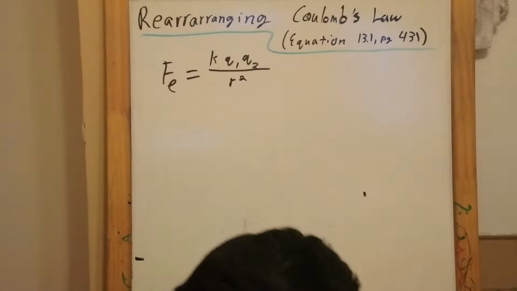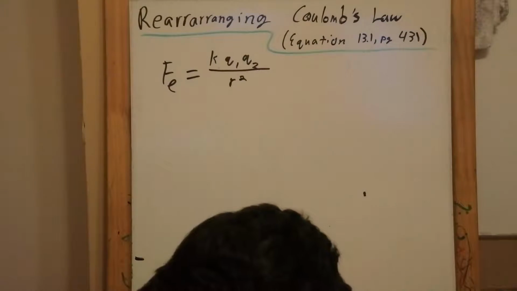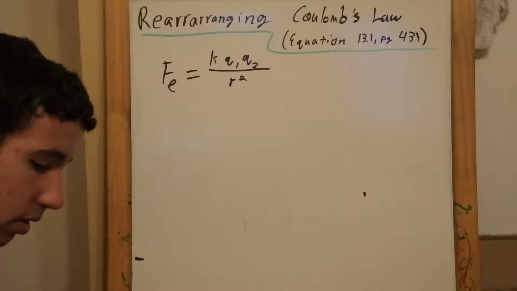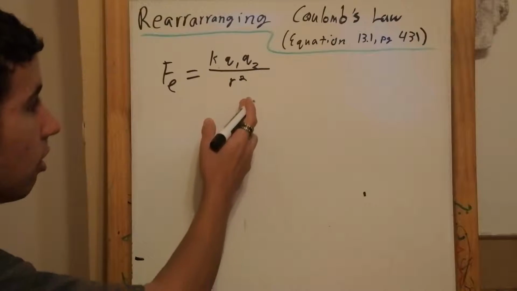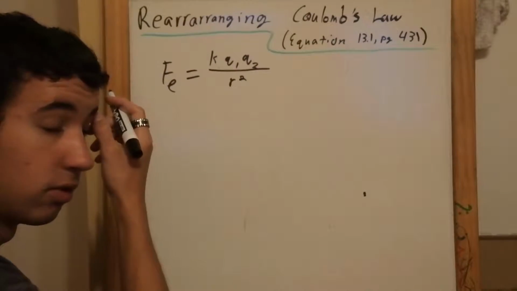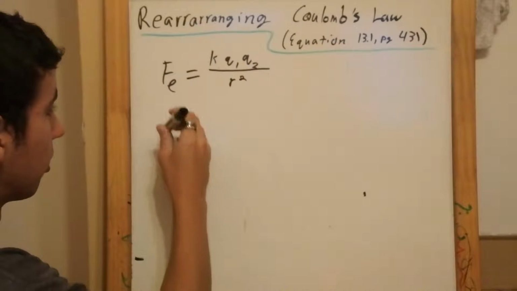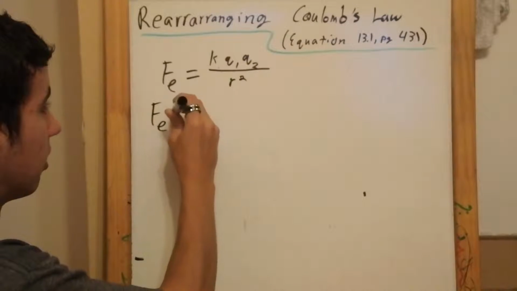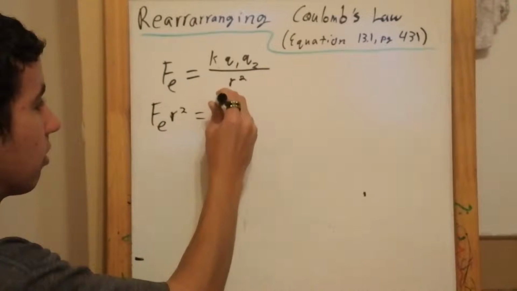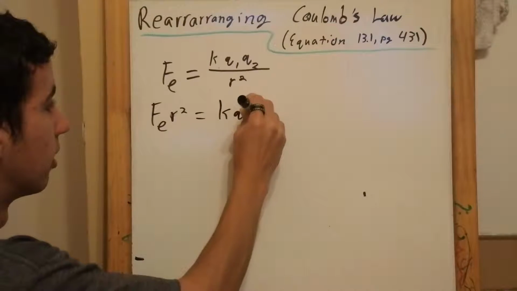And so, with that, you can go ahead and start rearranging. So, first step, let's solve for R. Right off the bat, I'm going to multiply both sides by R squared. So it leaves me electrostatic force times R squared equals K times Q1 times Q2.